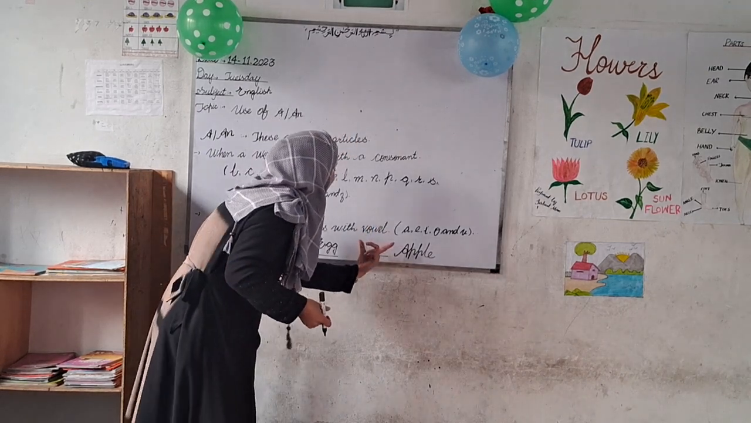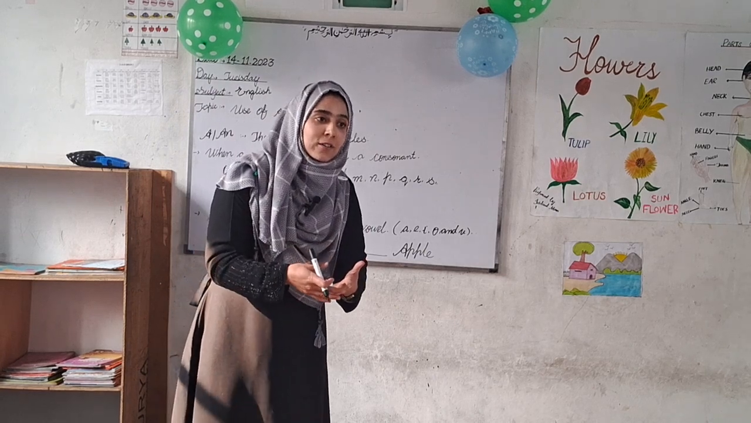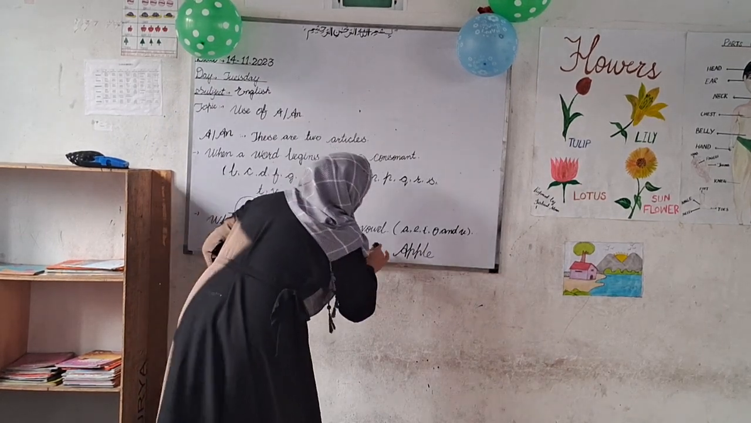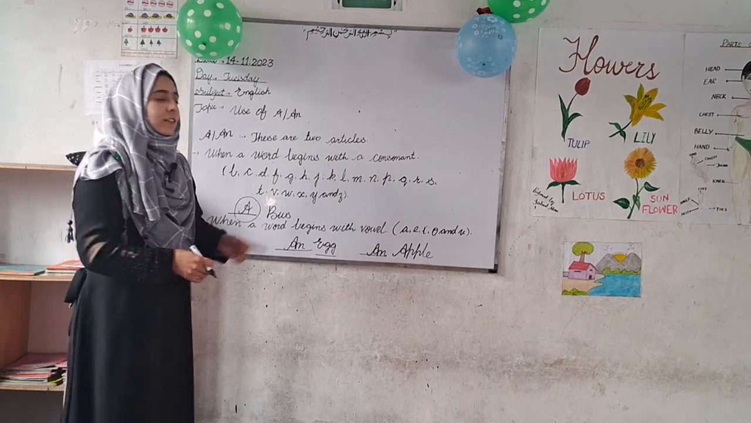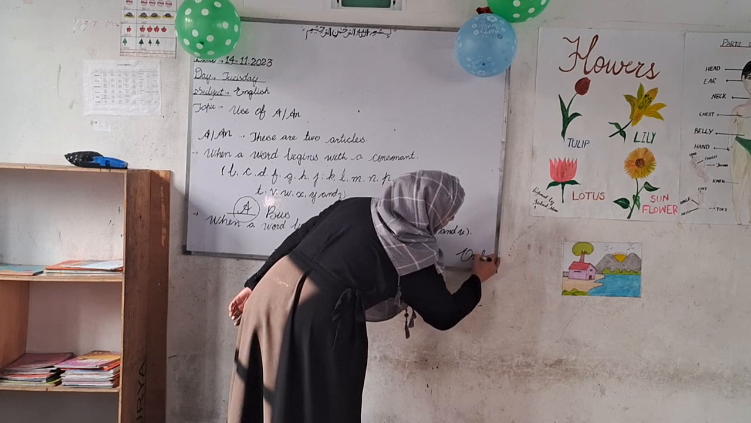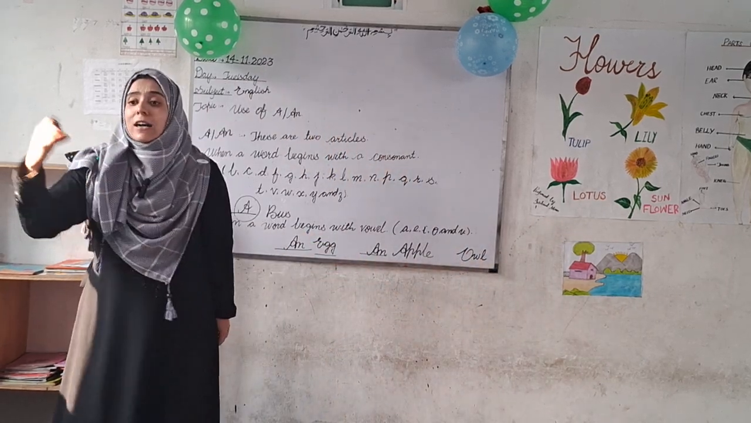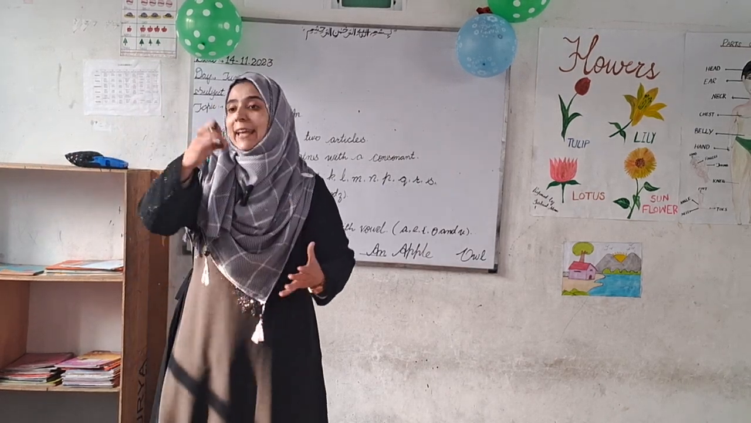Can we use here article a or article an? An. And why? Because A is a vowel. Very nice. Claps. I will write a third example here: owl. What is an owl? Owl is a bird. Owl is the only bird that can see at night.